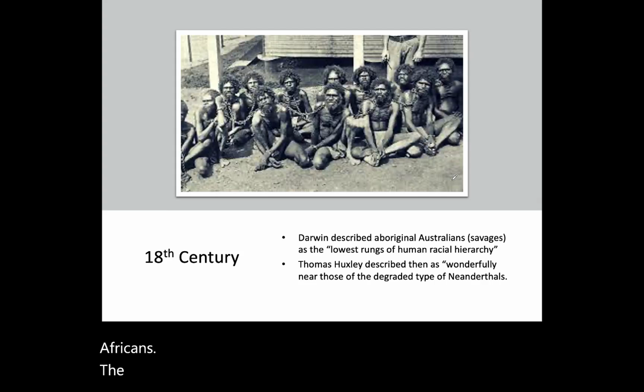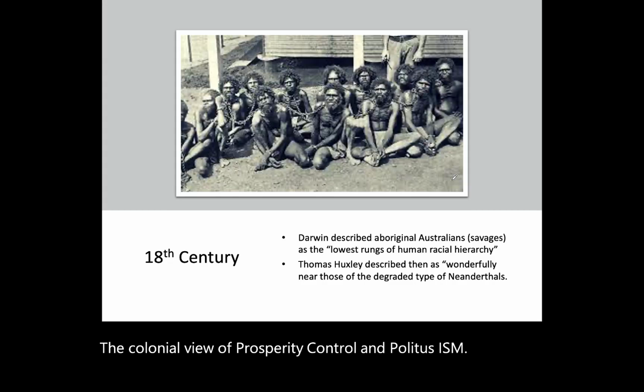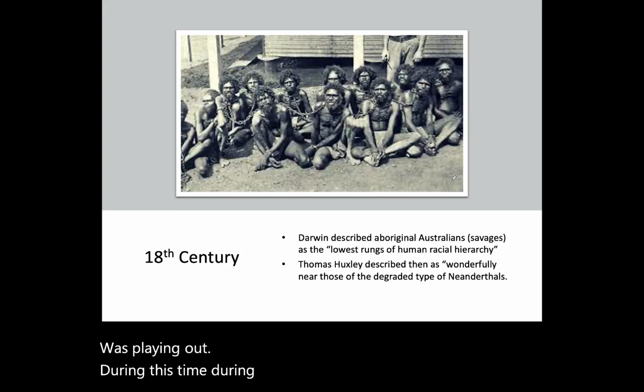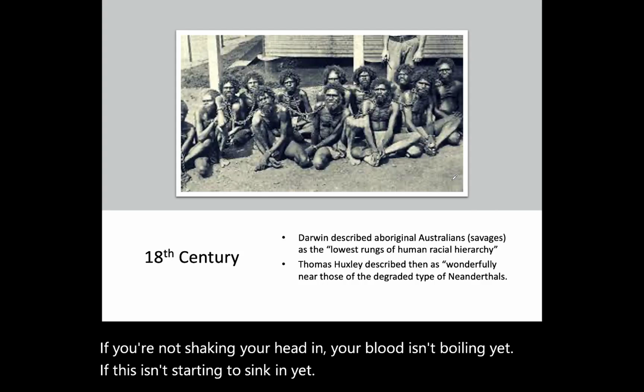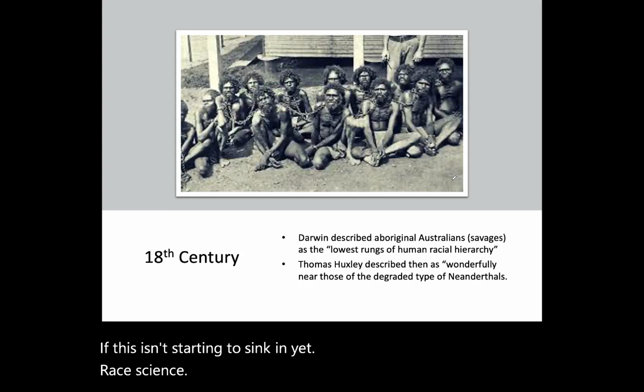the colonial view of prosperity, control, and politicism was playing out. During this time, during the 1800s, if you're not shaking your head and your blood isn't boiling yet, if this isn't starting to sink in yet, race science, racism, was viewed by colonial Europe as being liberal, progressive. Think about where we are today.